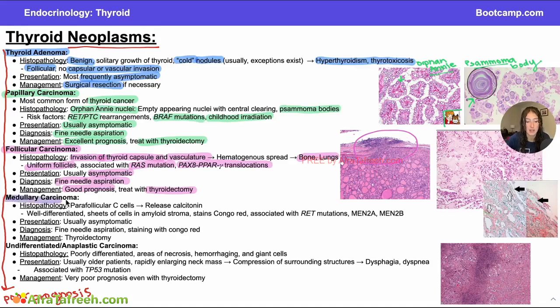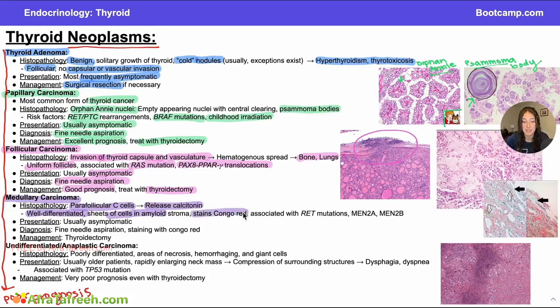Marching down the list here, next we have medullary carcinoma. Something unique about medullary carcinoma is that it involves these parafollicular C cells that can release calcitonin. So if you see elevated levels of calcitonin, that is a great clue that we are talking about a medullary carcinoma. This is another well-differentiated neoplasm. Papillary carcinoma and follicular carcinoma are also well-differentiated, but uniquely, this one involves sheets of amyloid in the stroma.